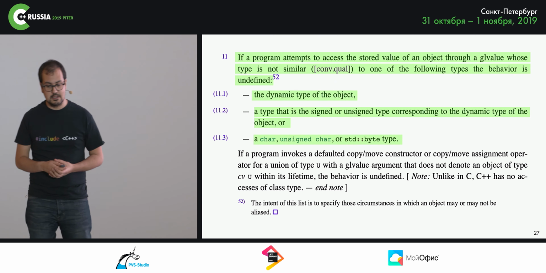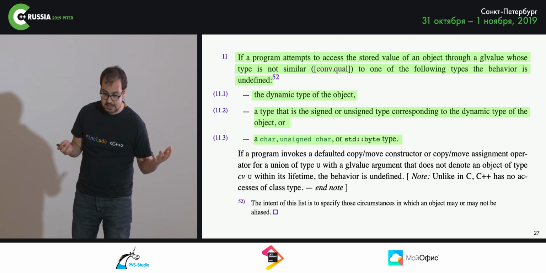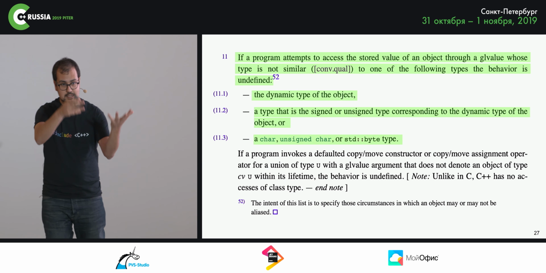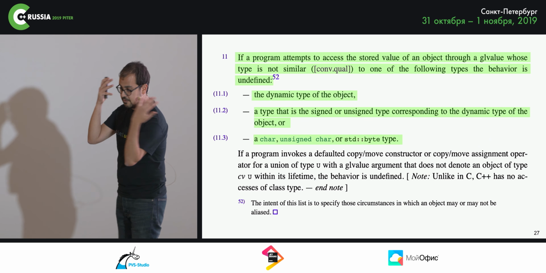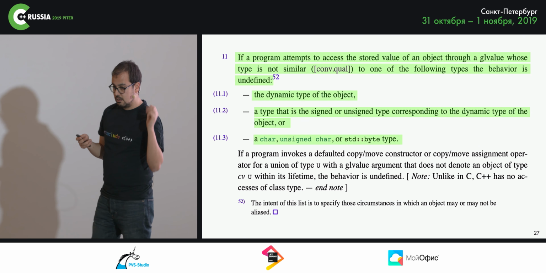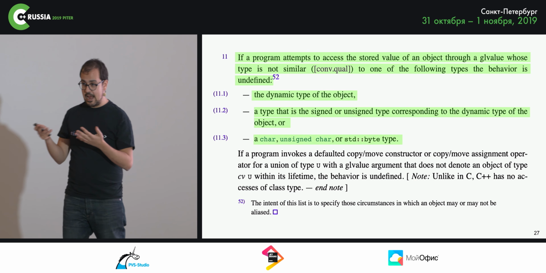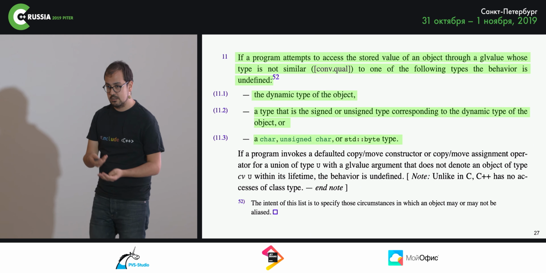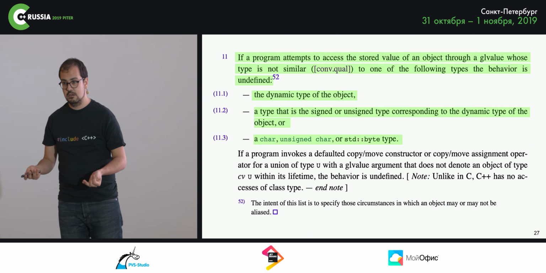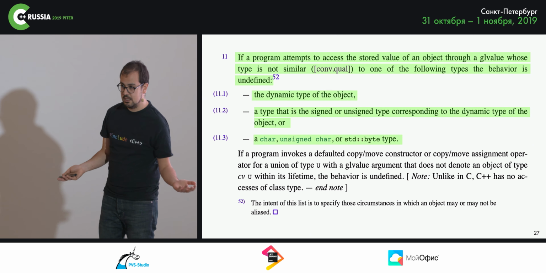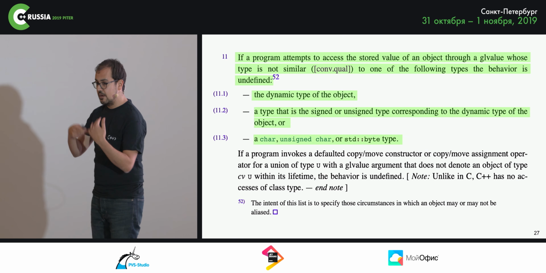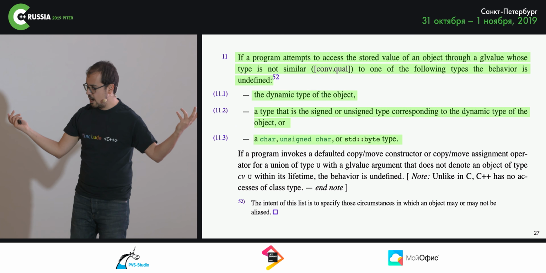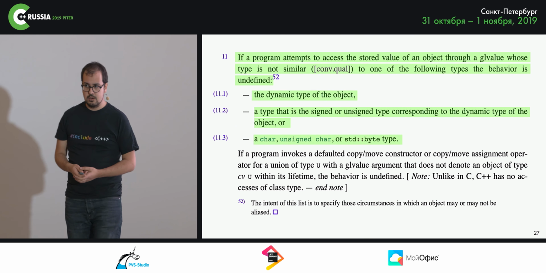So let's look at some standardese. The standard says, if a program attempts to access a value of an object of one type through an object or reference of another type, then that's UB unless it's either the same type, or the signed or unsigned equivalent of that type, or it's char or byte. If it's anything else, this is UB, which means if you have a float and you look at it as if it were an int, that's UB. You can't do that.